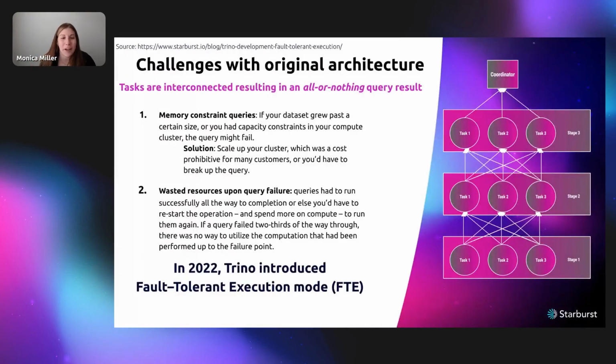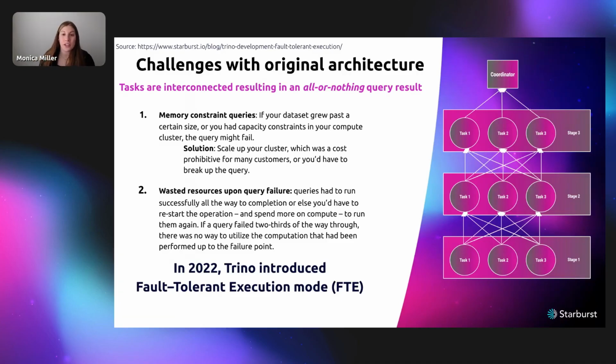If you've been to any of my webinars before, you know that I am a realist and I'm going to keep it straight with you. So essentially what happened is the way Trino was architected, it is a massively parallel processing architecture with the goal of being fast. So originally the architecture was specifically built so that it could have that fast processing, meaning that tasks were interconnected, resulting in an all-or-nothing query result. And from that, what does that mean?